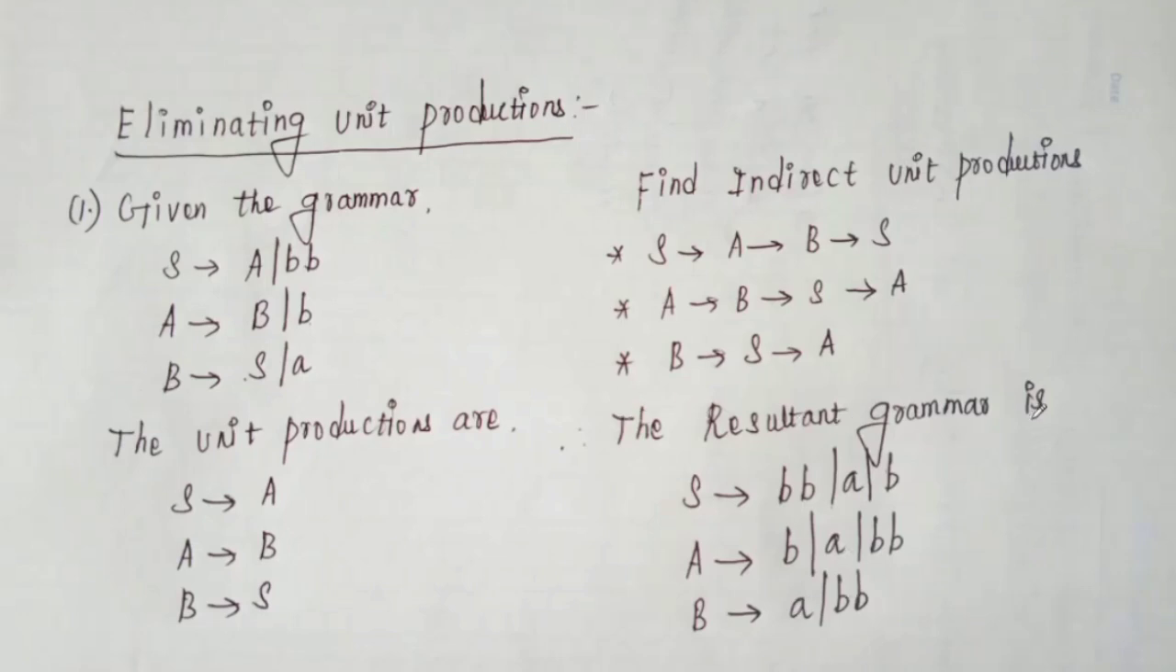Finally, the resultant grammar is S tends to BB or A or b. A tends to B or a or BB. B tends to a or BB. So how to eliminate unit productions? First identify all unit productions, then find indirect unit productions and replace unit productions by inheriting terminal productions. Rewrite the grammar without unit productions. The final grammar generates the same language as the original one but does not contain unit productions.